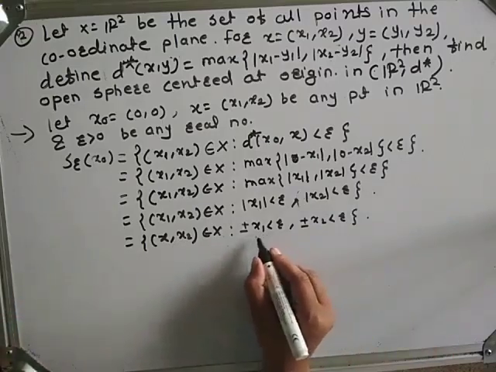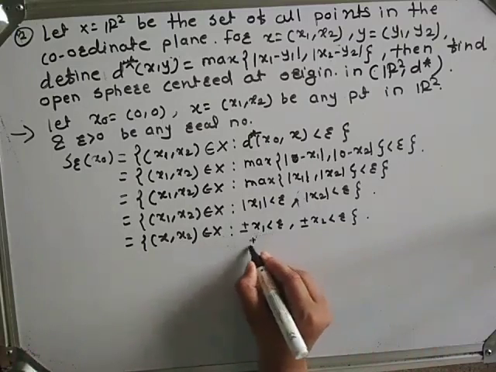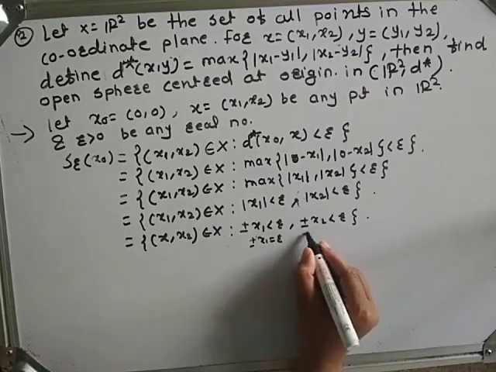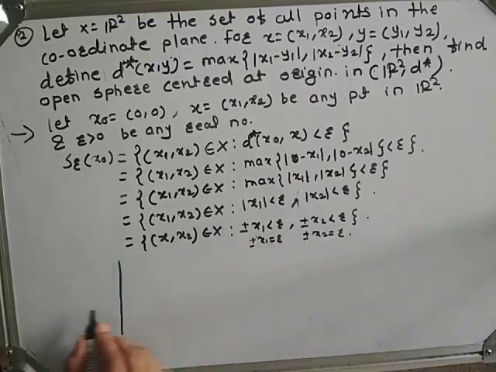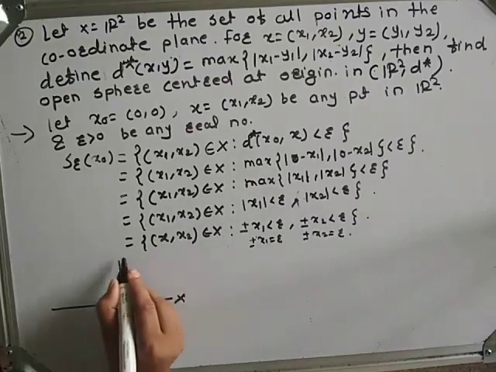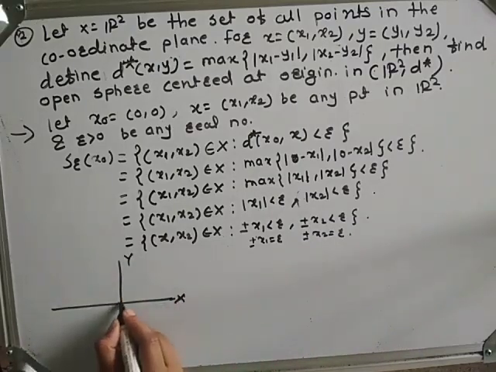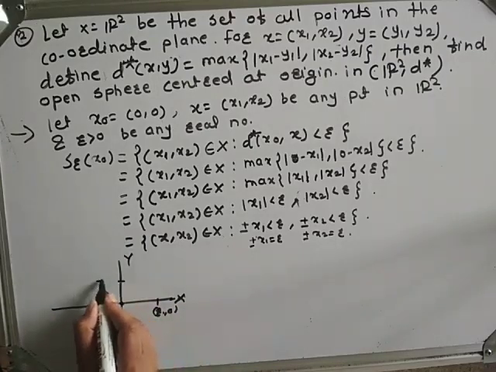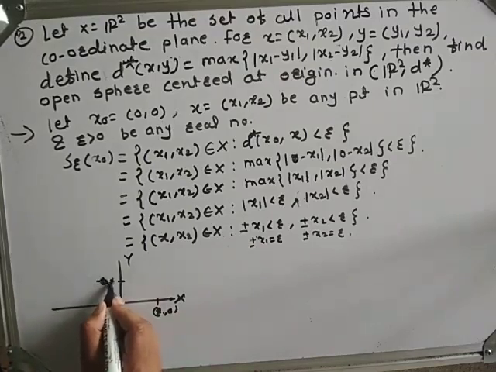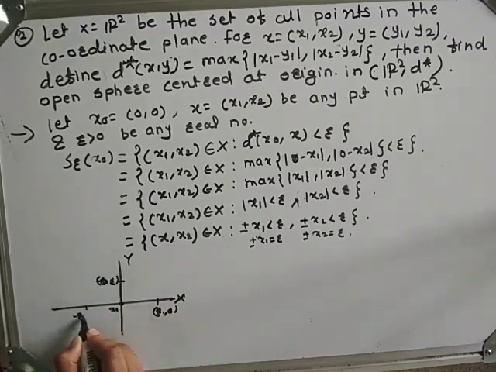If we compare this with plus or minus x1 is equal to r and plus or minus x2 is equal to r, we draw the open sphere. Suppose this is the x-axis, this is the y-axis, this is the origin x0. Suppose here is the point r, 0. Here is the point 0, r. Here is the point minus r, 0, and here is the point 0, minus r.